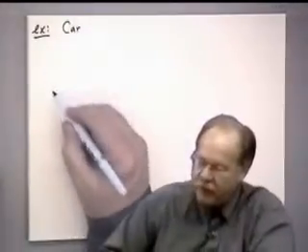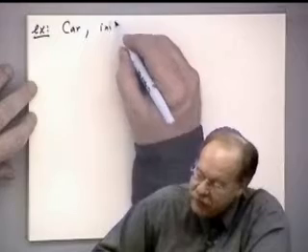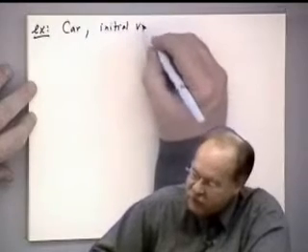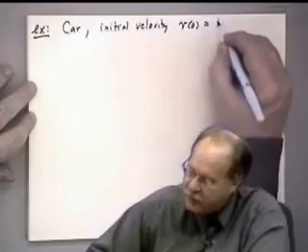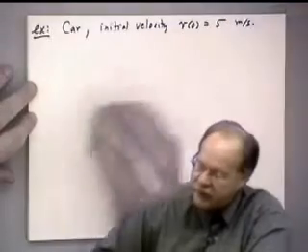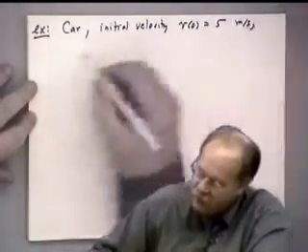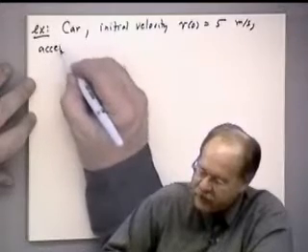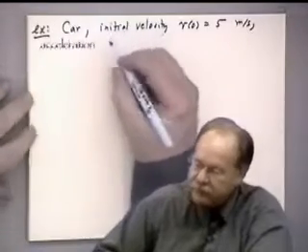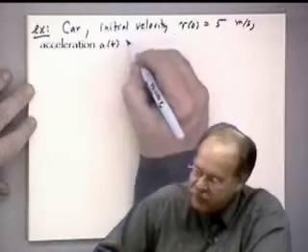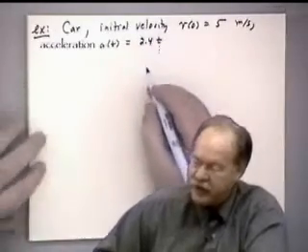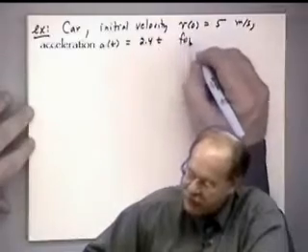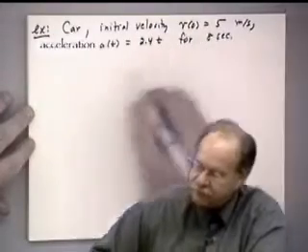Suppose we have a car, and this car has initial velocity v of 0 equals 5, in meters per second. Let us also say that this car has acceleration a of t given by the following function, 2.4 times t, just a constant times t. And it keeps that acceleration for 8 seconds.